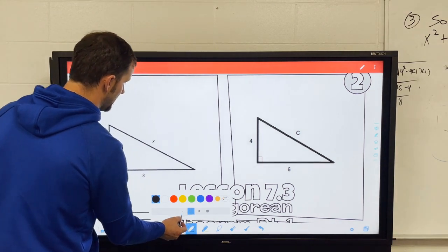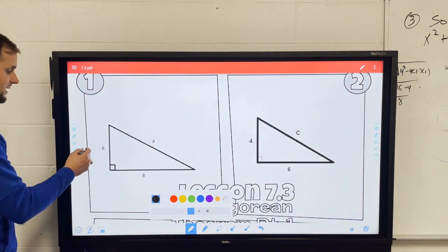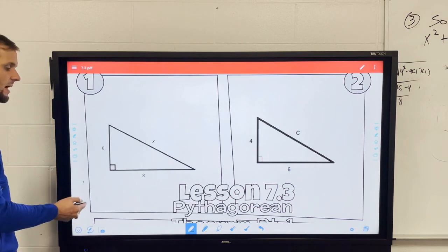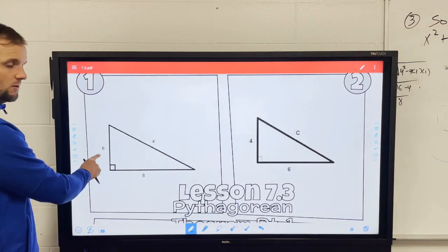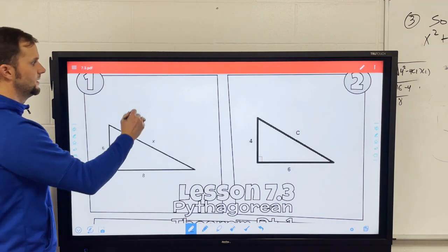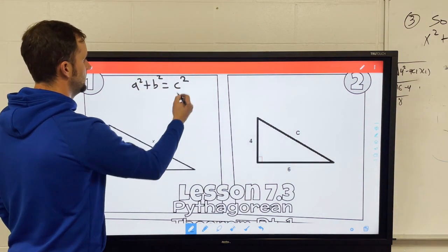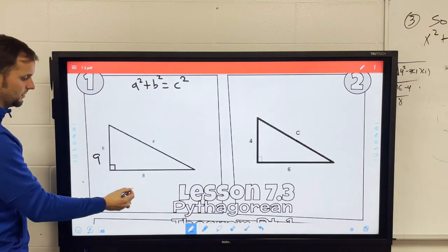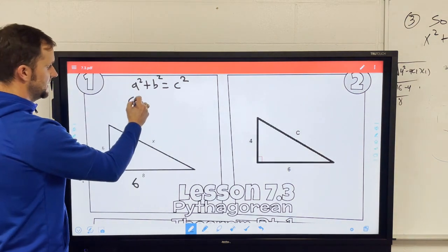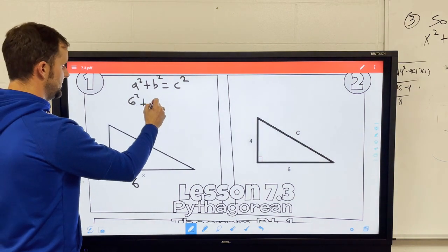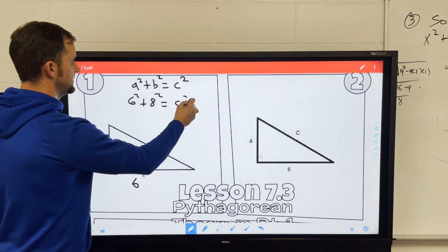So right now, remember, my two legs are represented as A and B. It does not matter how I write it. I can write this as A or B or that one as B. It doesn't matter. So A squared plus B squared equals C squared. So I know I'm going to call this A. I'm going to call this B. So A is 6. B is going to be 8. And then I need to find C squared.